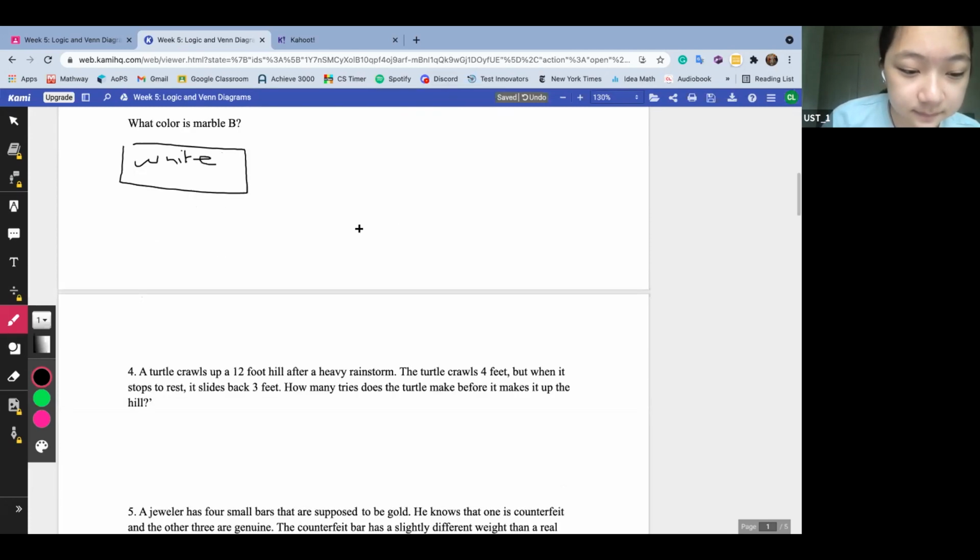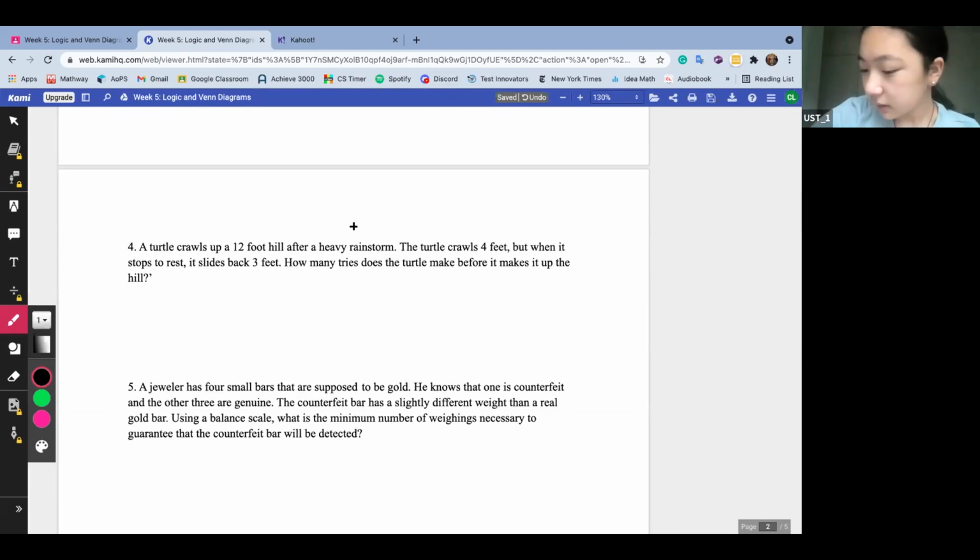Okay, so next question. A turtle crawls up a 12-foot hill after a heavy rainstorm. The turtle crawls 4 feet, but when it stops to rest, it slides back 3 feet. How many tries does the turtle make before it makes it up the hill? So just saying, when it gets to the top of the hill, it can't slide down anymore.